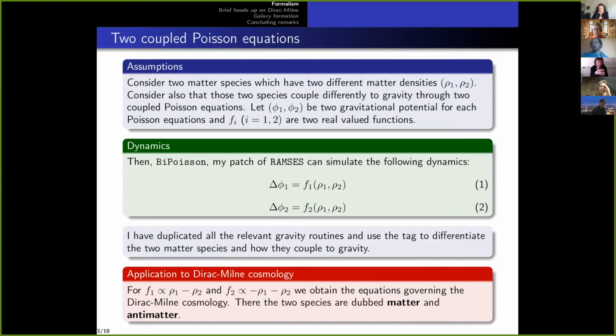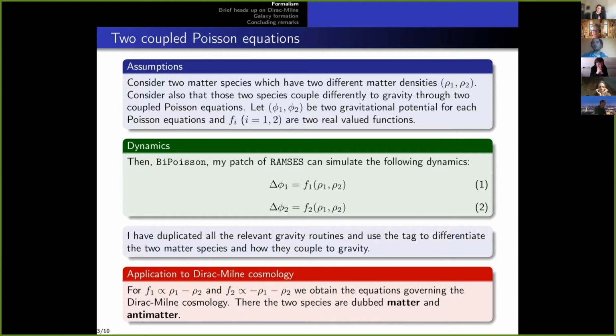I'm also happy if you tell me something about this conjugate gradient method, which is inside Ramses. In practice, I guess you can take anything you want for F1 and F2, but maybe there are some pathological cases. So if somebody knows something about that, I'm happy. And so this is the general case, and then I apply it together with Professor Chardin and the others to this Dirac-Milne cosmology, where in that case F1 and F2 are given by what I wrote down. For the rest of this talk, I will call 1 matter and 2 antimatter.